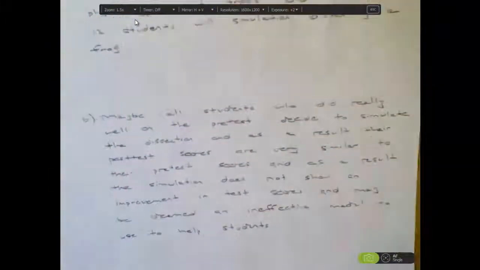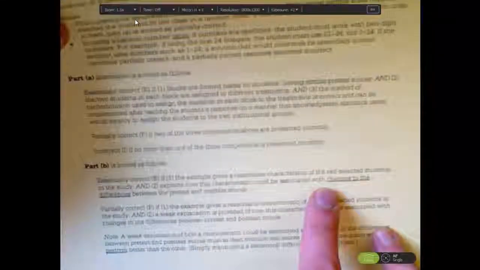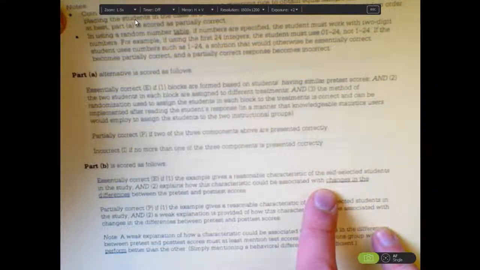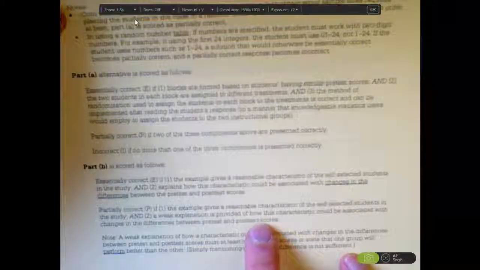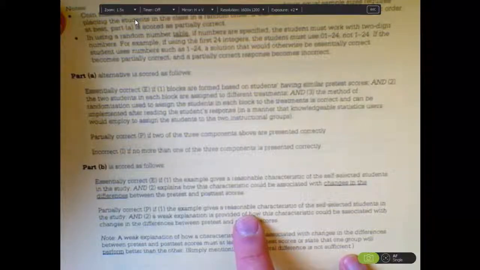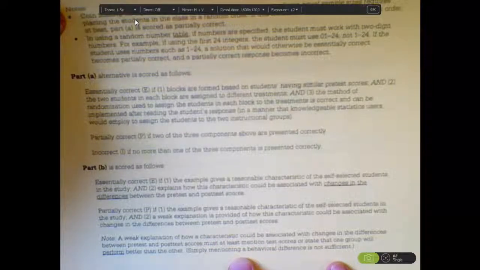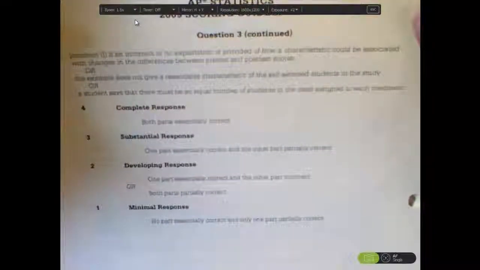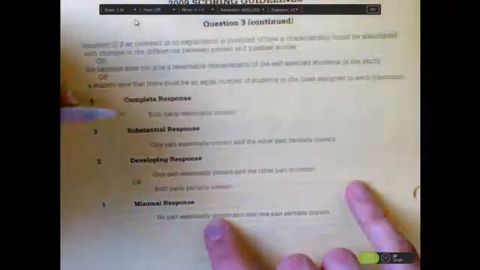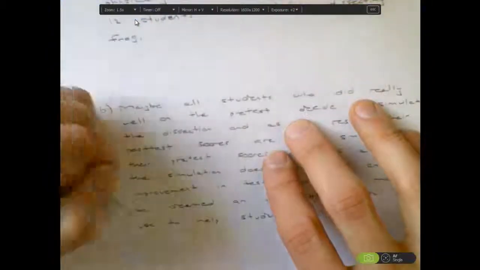Okay, so two components you're trying to meet: a reasonable characteristic of self-selection, and then how it changed the differences between the pre and the post-test. If you're doing one of these two things, if you give an example of a characteristic and a weak explanation, which is what most people did when they took this exam, you're going to get a P. All right, so this is going to earn me an E. I've done both of those two components. Grading, there's only two parts, so E's are worth 2 points, P's are worth 1. So both parts essentially correct here is going to earn a 4. Remember, your goal is 2 or higher on question 1 through 5.